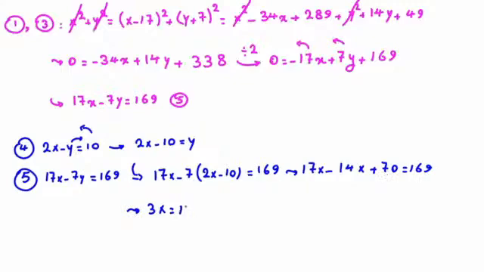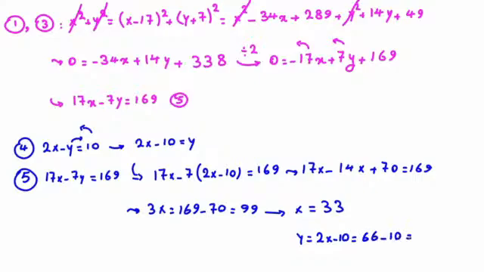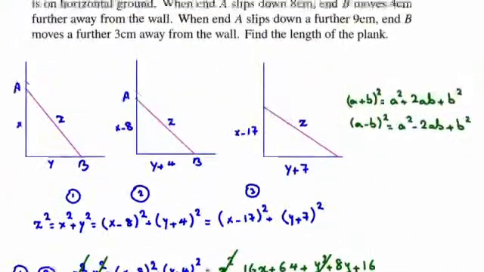169, if you take 70 to the right side, 169 minus 70 is 99. So x equals 33. And y is what? y is 2x minus 10 here. It's 2 times 33, 66, minus 10, 56. The problem wants what? It says find the length of the plank, z.